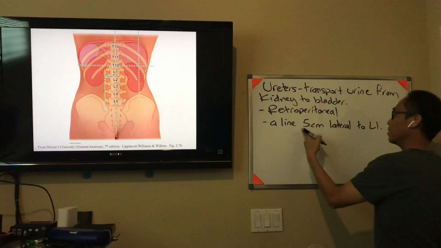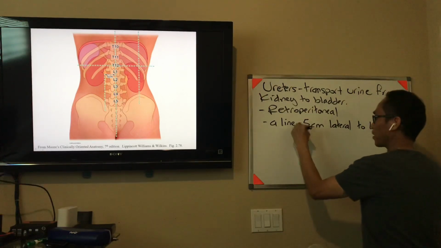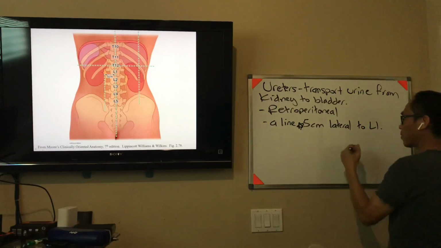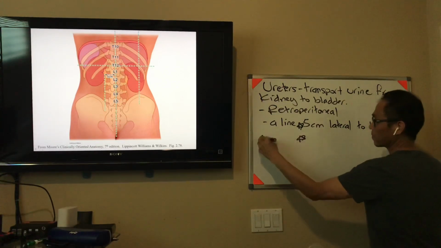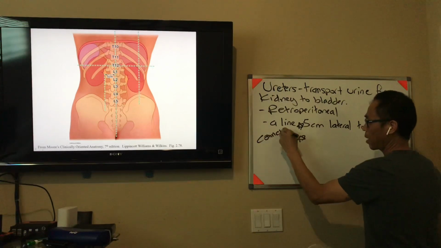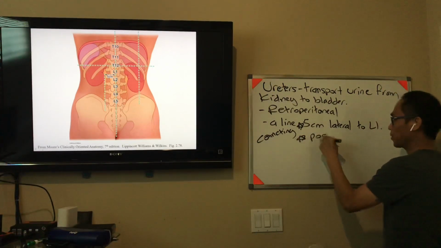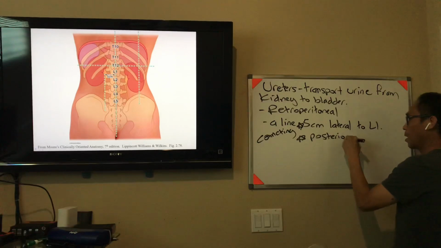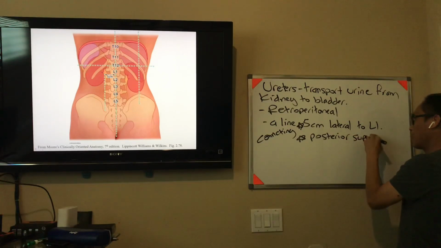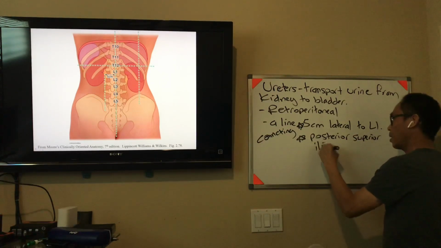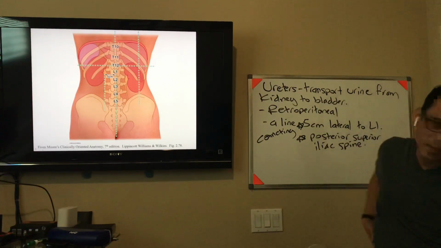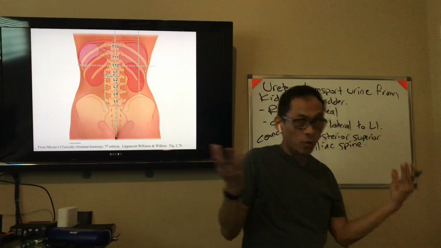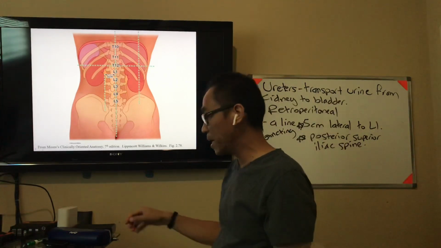A line. So this is 1 point, 5 centimeters lateral to L1, connected to the posterior superior iliac spine. So I just want to give you anatomy right around here. That's where your ureters are, basically.